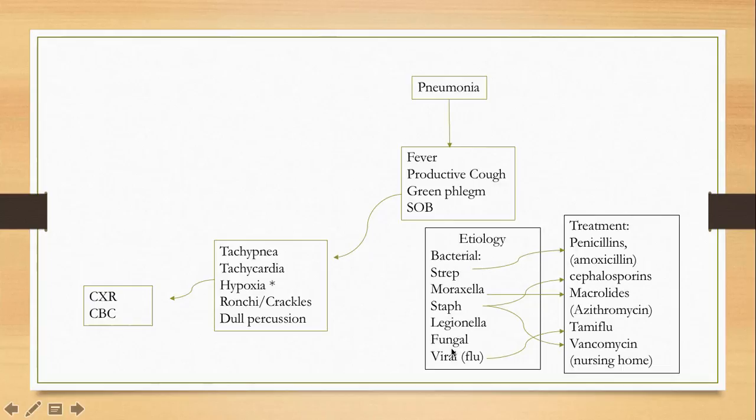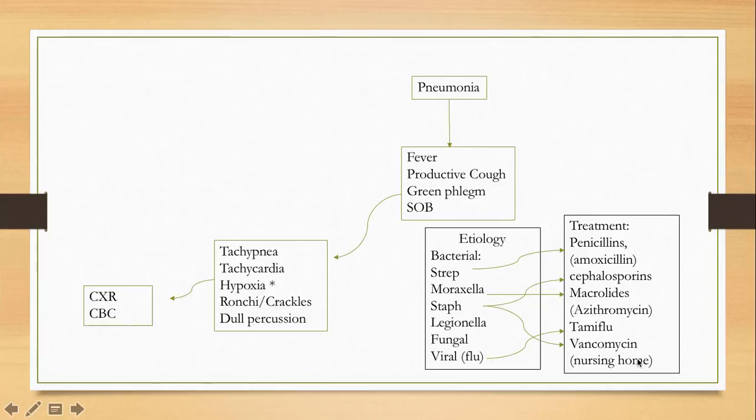Treatment will basically largely depend upon these bacteria, and we already now have seen that penicillin and cephalosporins will cover most of these bacteria. If it's Moraxella, then azithromycin will be good. If it's virus infection like flu, then it's Tamiflu. And then in some situations, for example, for bad staph infections, vancomycin will be given, and then all the nursing home patients should be given vancomycin.